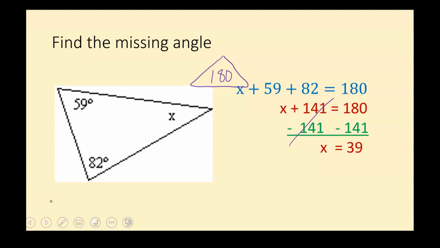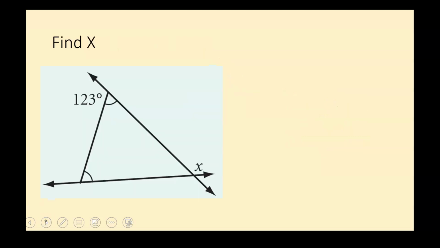I have one more example for you. Again, we want to find x. Ooh, this one's a little different. The numbers and the x's are on the outside. So now we have to remember a couple things. First off, we know we have a triangle. So, how many degrees are in a triangle? 180, yes. And then we have supplementary angles.